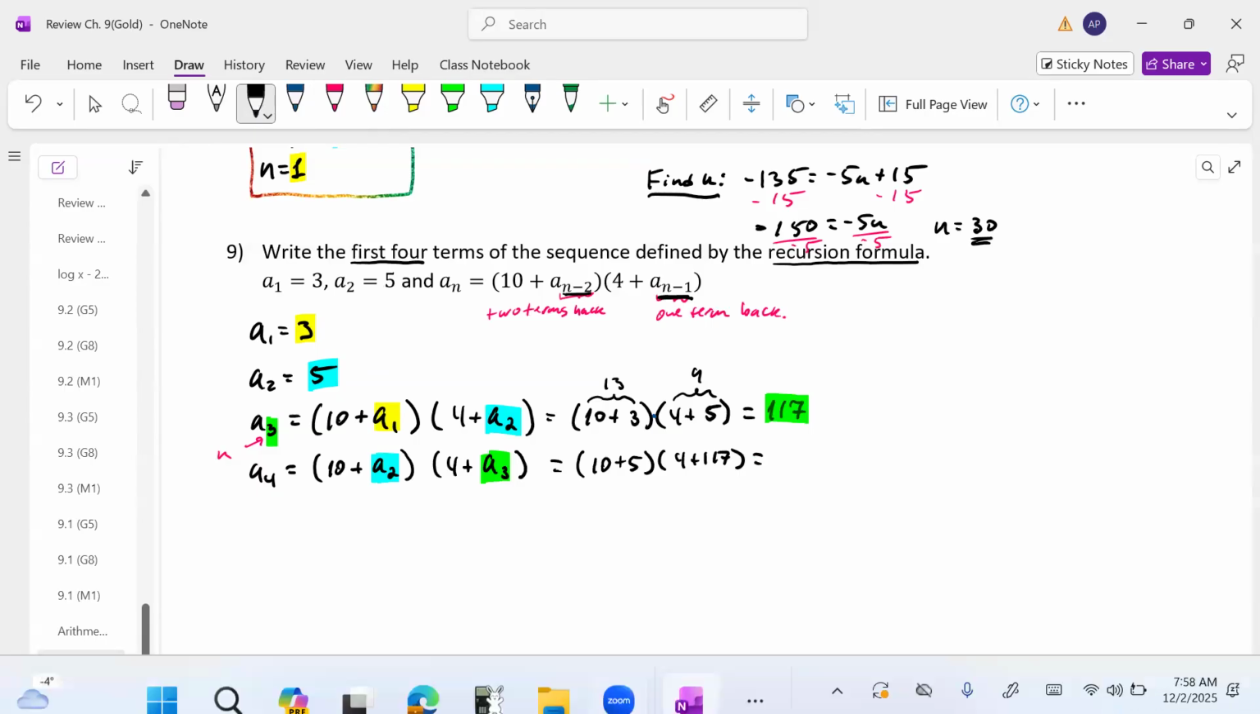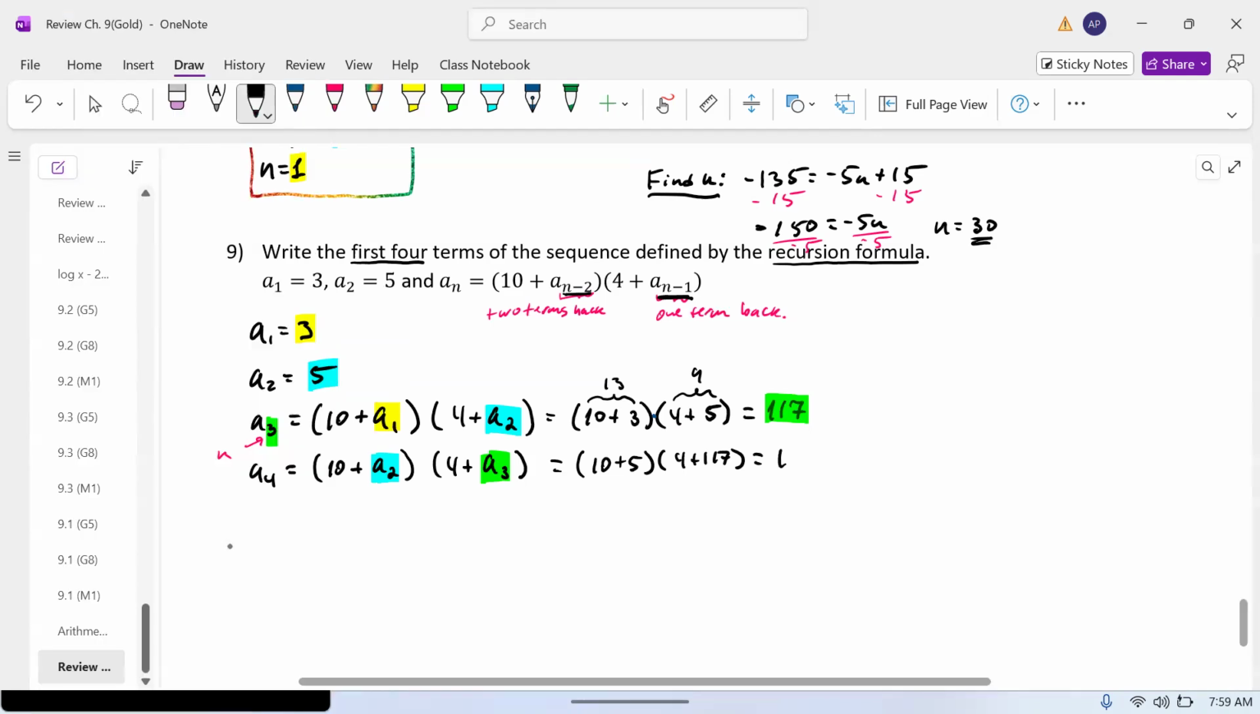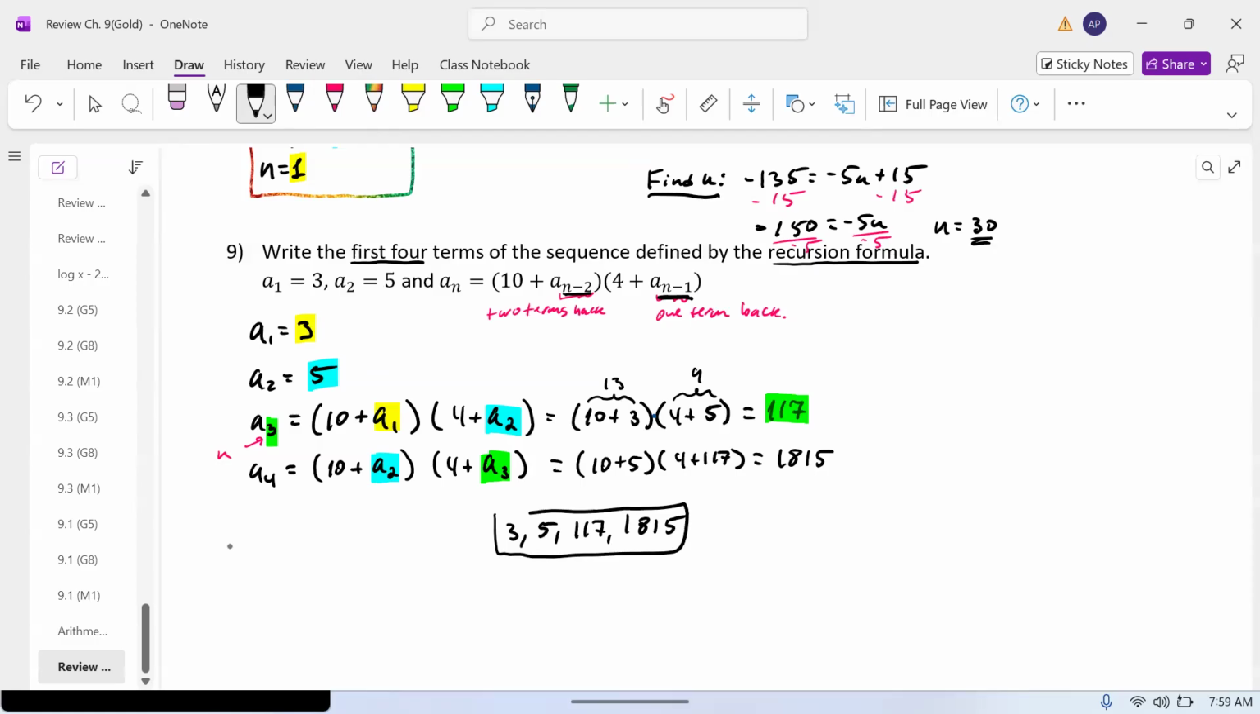And here we'll just use a calculator. 10 plus 5 times 4 plus 117, and we get 1,815. So we have our first 4 terms. They are 3, 5, 117, and 1,815. These are the first 4 terms as we were asked to find, but in reality, we just had to find these two.